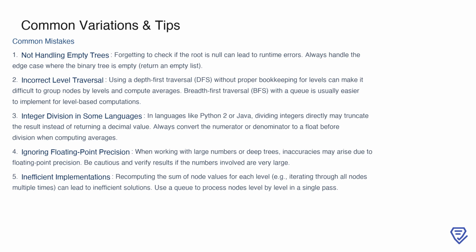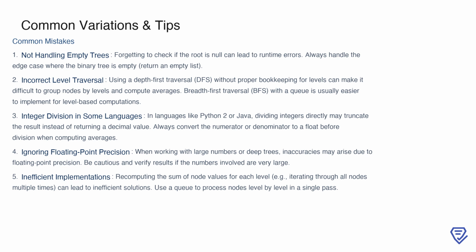Next, be careful when implementing the traversal. Using depth-first search, or DFS, without tracking levels properly can make it difficult to group nodes correctly. A breadth-first search, or BFS, with a queue is usually the better choice for level-based computations because it naturally processes nodes level by level. Another potential pitfall is integer division in languages like Python 2 or Java, where dividing two integers might truncate the result to an integer.